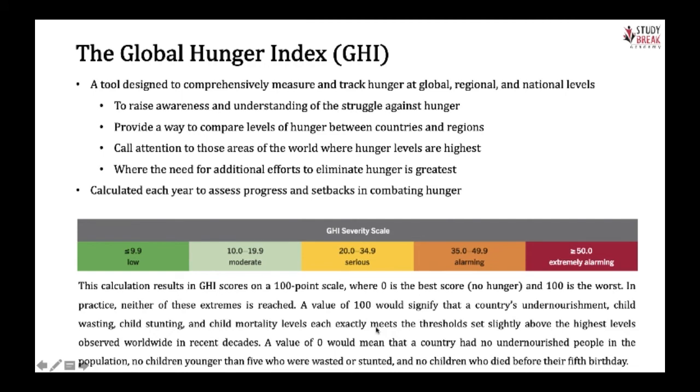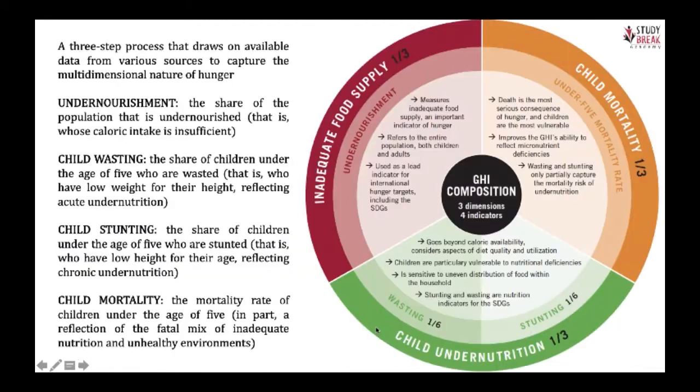There's nothing like 0 or 100, just that 100 means there is absolute hunger, like most of the people go hungry, and 0 means nobody goes hungry. That's not possible, because wasting and stunting and undernutrition generally happen everywhere to some extent, but our concern is how much we can reduce it.